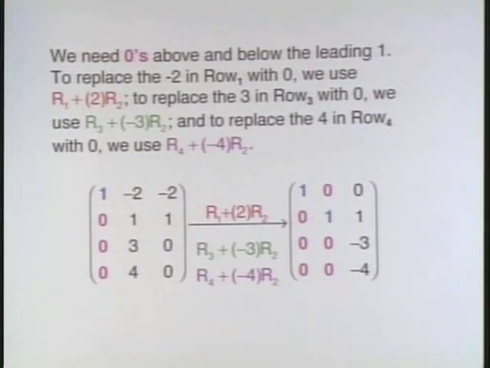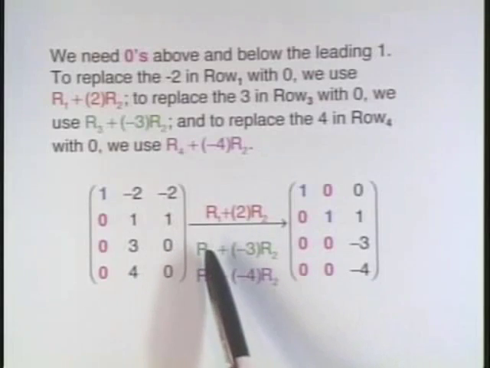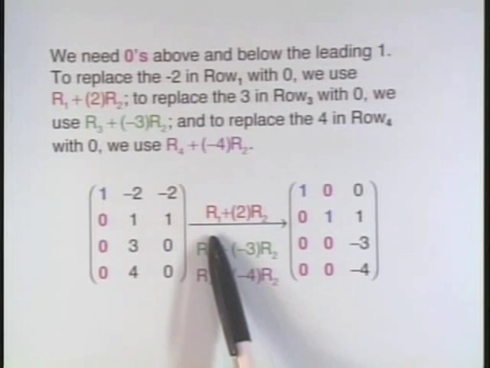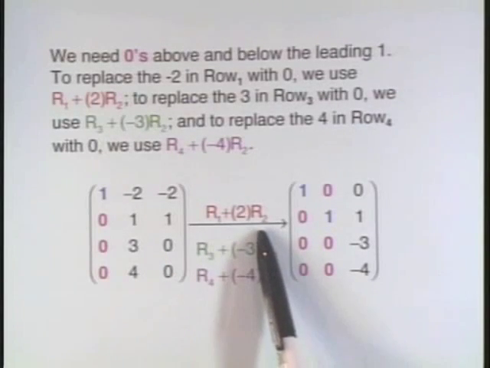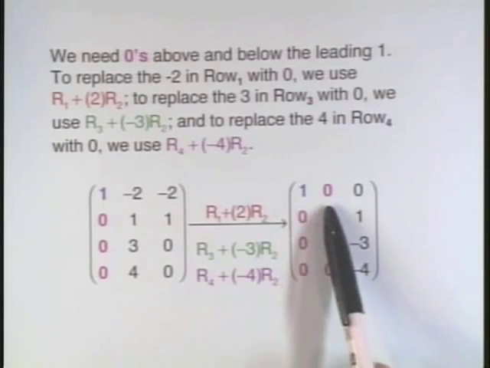We need zeros above and below the leading one. To replace the -2 in row 1 with 0, we apply the operation row 1 plus 2 times row 2. That gives us a new row 1 with values 1, 0, 0.